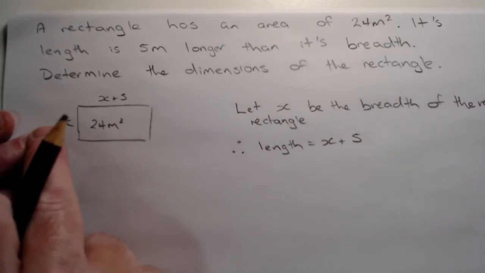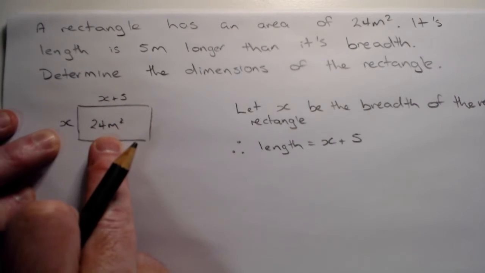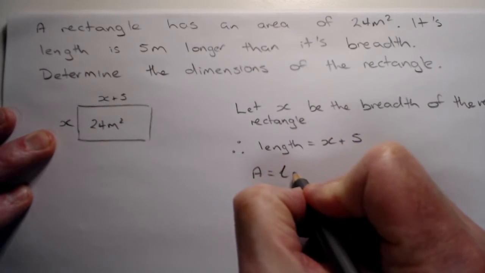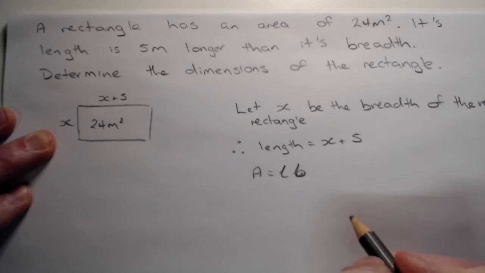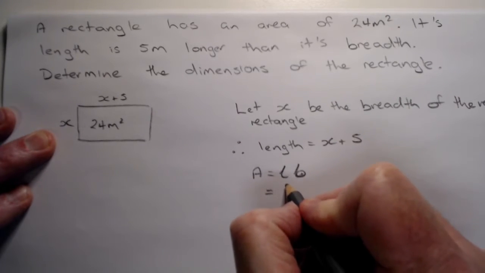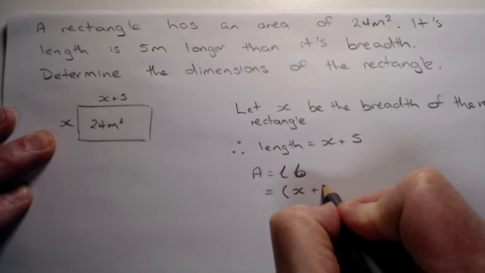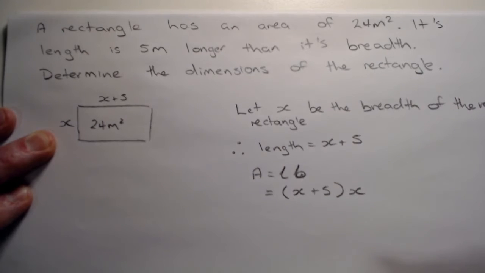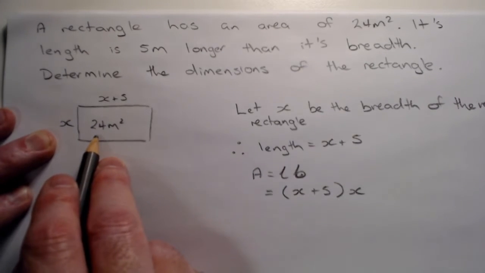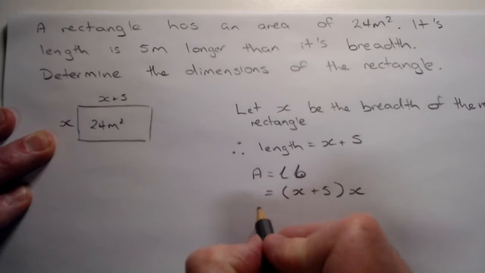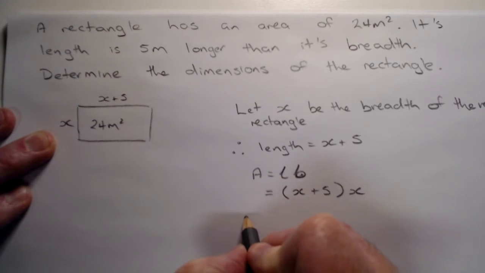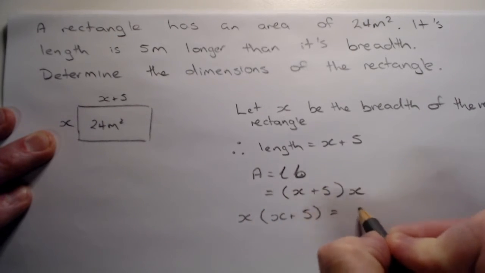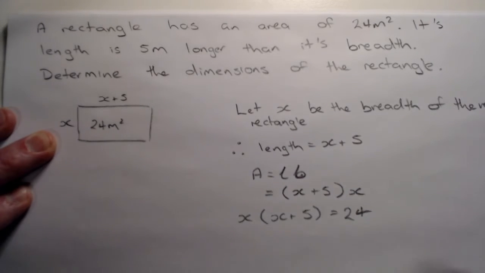Now we've got a rectangle, and we know the length and the breadth and the area. And so the area of a rectangle is equal to the length times the breadth. That means it's going to be equal to x plus 5 times x. And we've now got an equation. Now we're also told the area is 24 meters squared, and so I'm going to rearrange this and say that x times x plus 5 is equal to 24, our area.